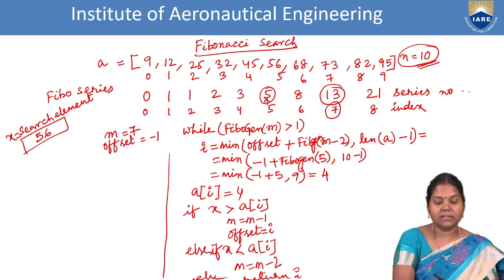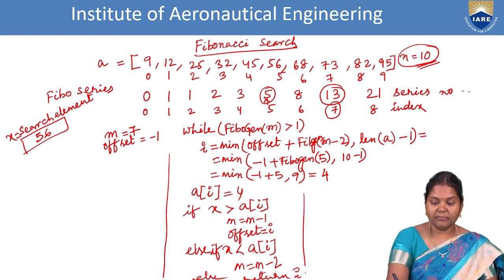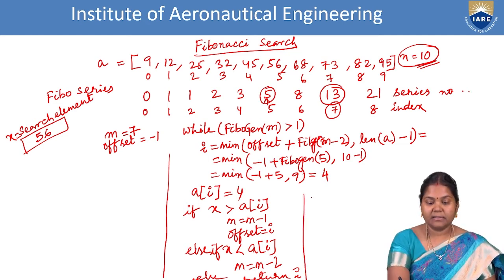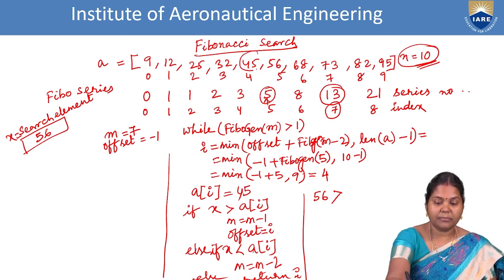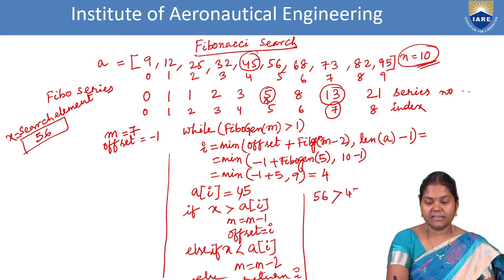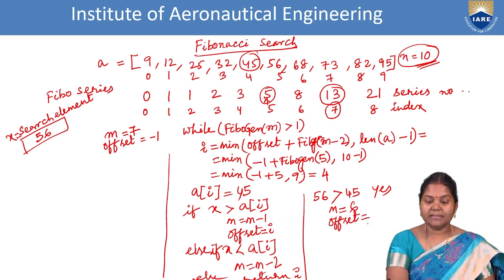So, based on this logic, how to compute? What is the value of X? The value of X is 56. Is 56 greater than A of 4? A of 4 is nothing but 45. So, 56 is greater than 45? Yes. So, if it is true, then you have to change the value of M to M minus 1. Earlier M was 7, now it becomes 6. Now, offset is changing to I. I was 4, so offset is now 4.